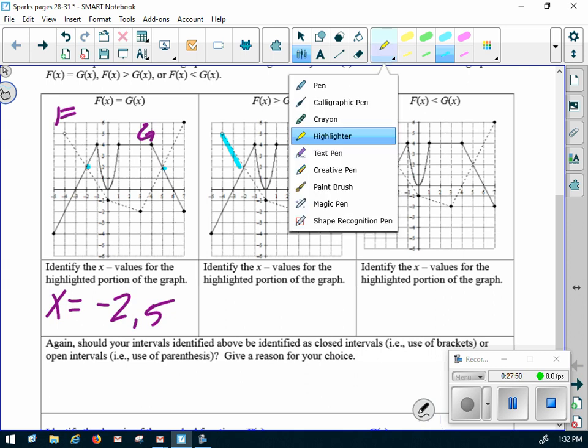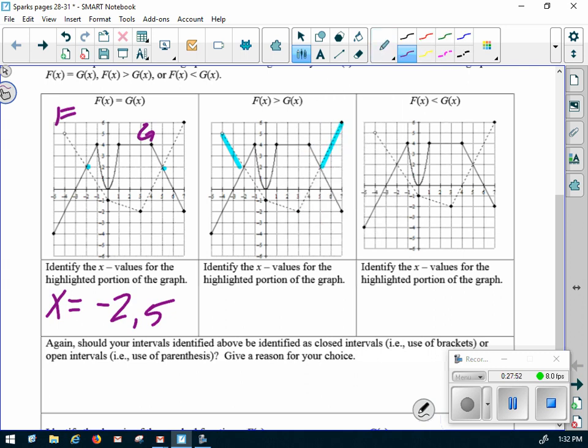Let's come up with the intervals. For what x values is this blue piece right here? Negative 4 to negative 2. Now let's talk brackets and parentheses. I have a parentheses on negative 4 because negative 4 is not even a part of the domain of f. Now, is the graph of f above the graph of g when x is negative 2? It's over here on this one, right? So what do I put on negative 2?